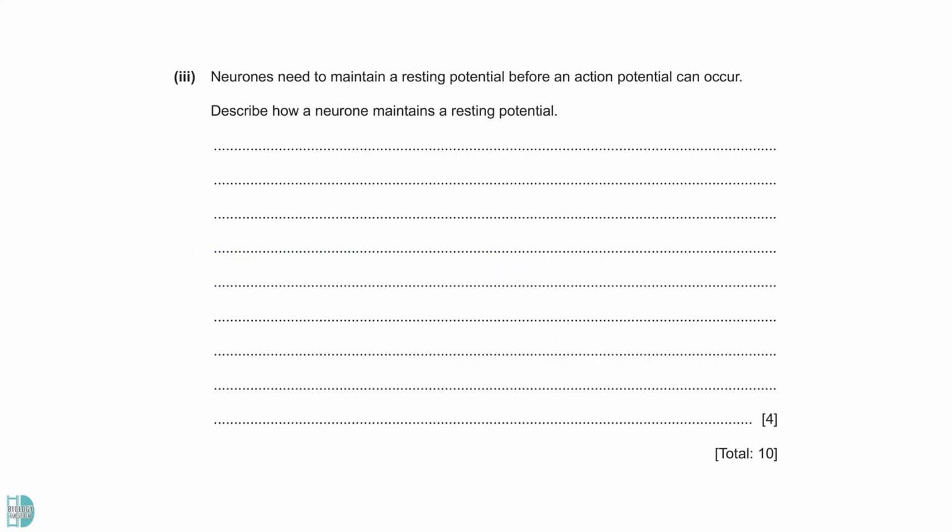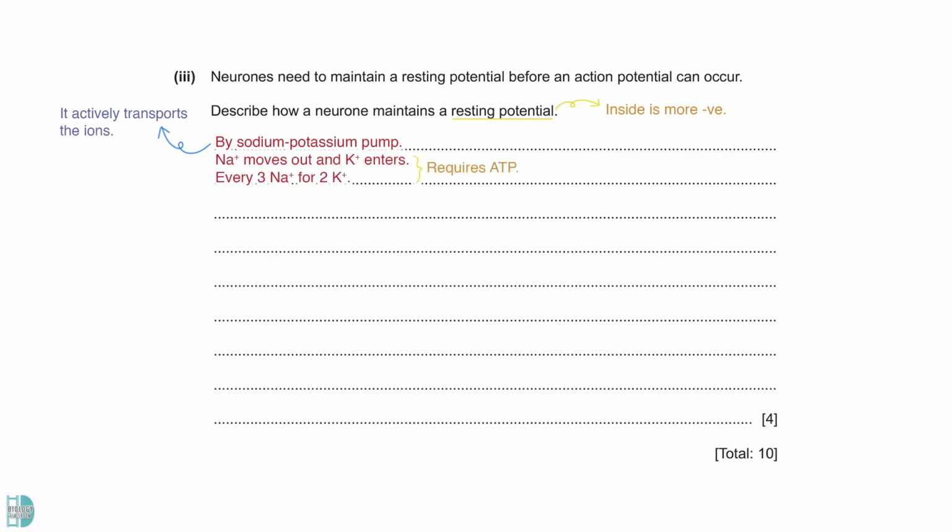3. Describe how a neuron maintains a resting potential. To maintain a resting potential, a neuron has to keep the inside of its membrane more negative than the outside. It is because of the sodium-potassium pumps, which actively transport the ions. The transport proteins simultaneously transport 3 sodium ions out and 2 potassium ions into the cell. It is an active movement which requires ATP.